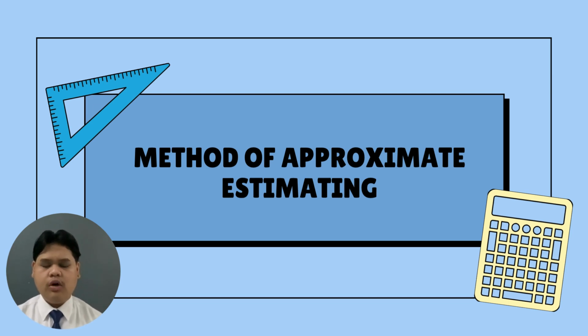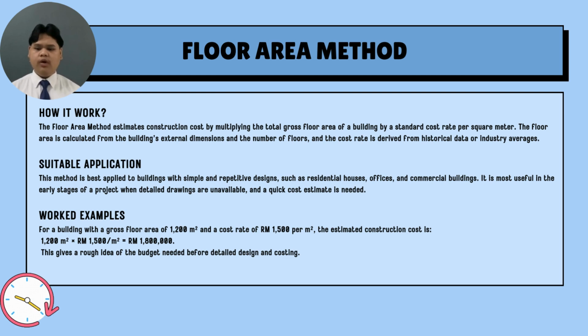Next, method of approximate estimating. The floor area method estimates construction cost by multiplying the total gross floor area of a building by a standard cost rate per square meter. The floor area is calculated from the building external dimensions and the number of floors, and the cost rate is derived from historical data or industry average.